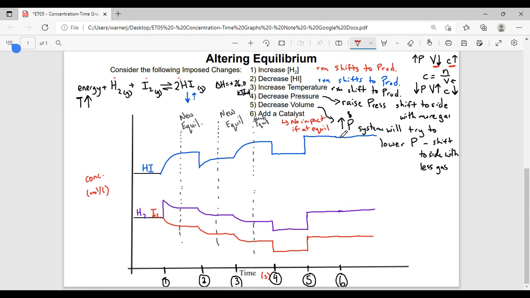Okay. So that's how we can see some of these changes on a concentration time graph.